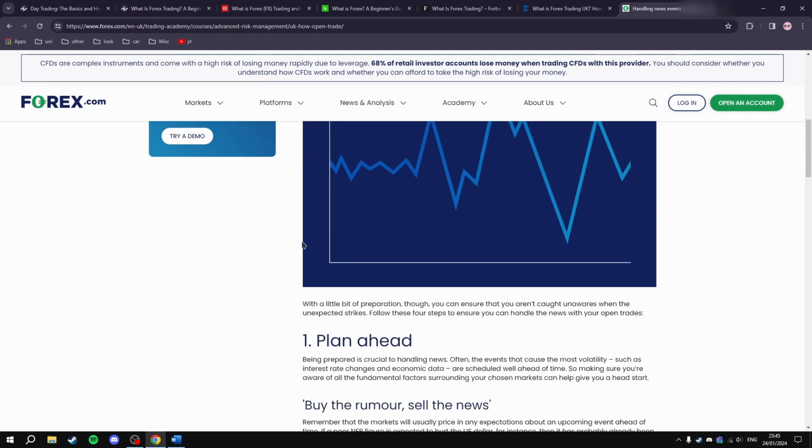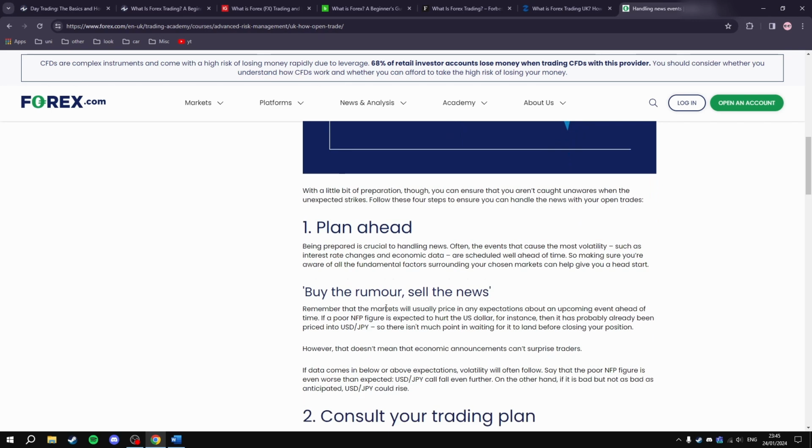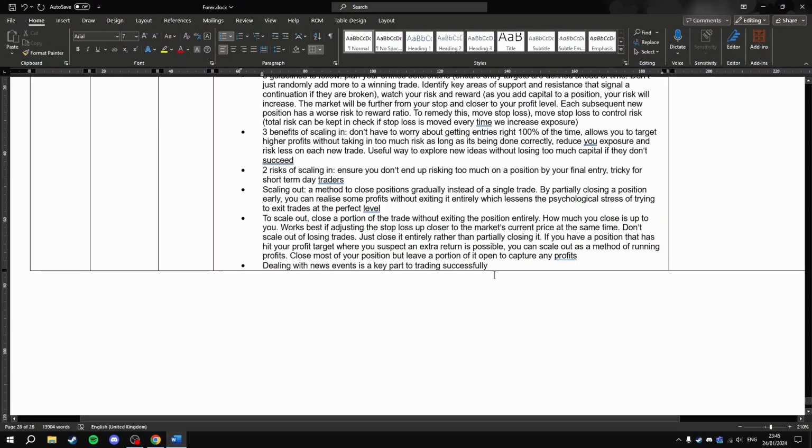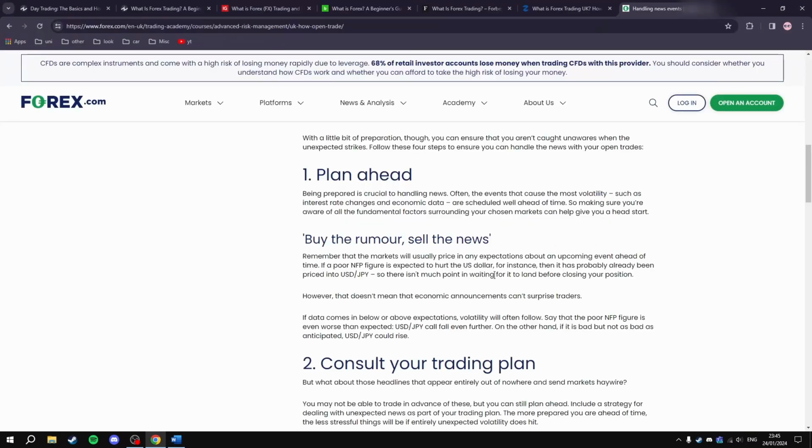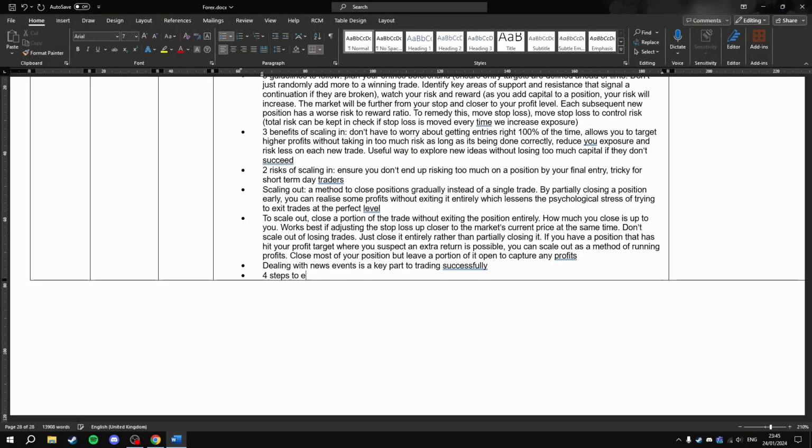With a little bit of preparation though, you can ensure that you aren't caught unawares when the unexpected strikes. Follow these 4 steps to ensure you can handle the news in your open trades.